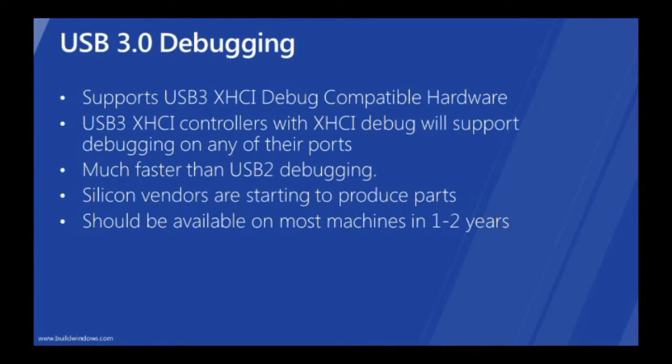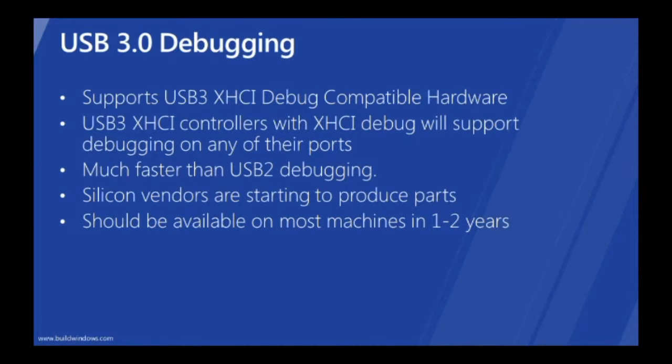The other transport that we've added to Windows 8 is USB 3 debugging. This support is shipping in the current builds that are released at the Build conference, and it supports USB 3 XHCI debug compatible hardware. Intel, as part of its XHCI specification, added a spec for debugging to XHCI. USB 3 XHCI controllers with XHCI debug support debugging on any of their ports.